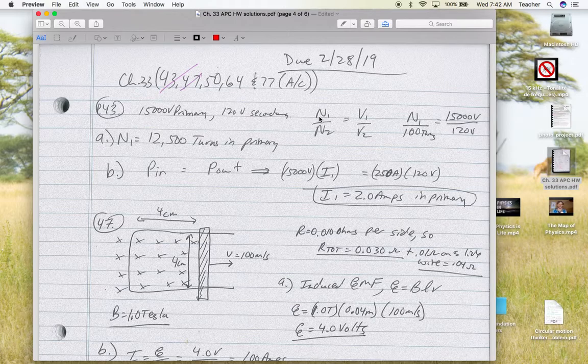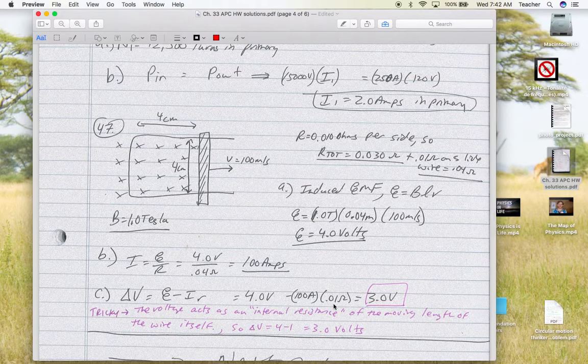So essentially you've got the number of turns in the primary over the number of turns in the secondary is equal to the voltage in the primary coil over the voltage in the secondary coil. So I use that to figure out the number of turns. That's 12,500 turns in the primary. And understanding that you shouldn't lose energy in an ideal transformer, P times I initially would equal P times I, or V times I initially is equal to V times I at the end. So I get 2 amps in the primary coil.